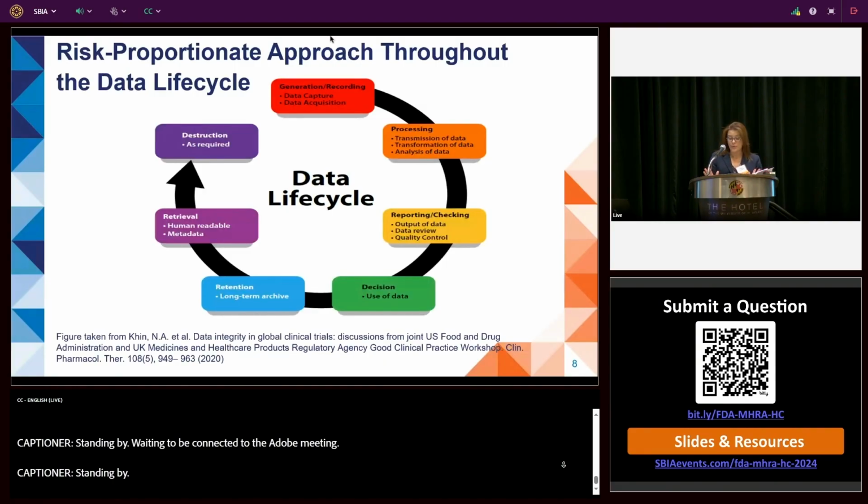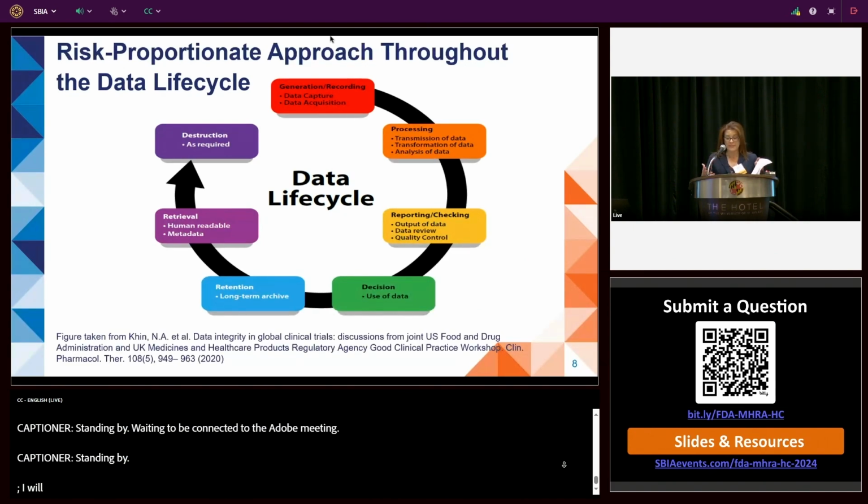But to quickly summarize, the risk proportionate approach to data governance should be used and applied throughout the data lifecycle with a focus on critical data and the systems and processes that help ensure data quality. And so with that introduction, I'm going to pass the baton back to Shila, where she'll introduce some key data governance processes, which will be the basis of many of our case examples today.